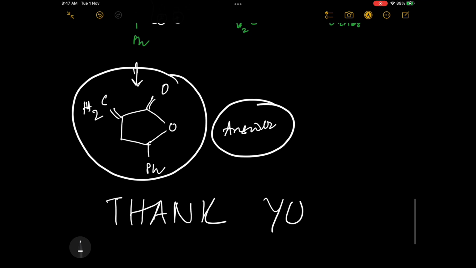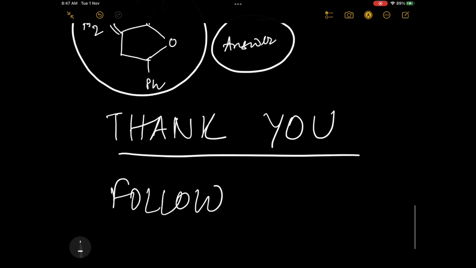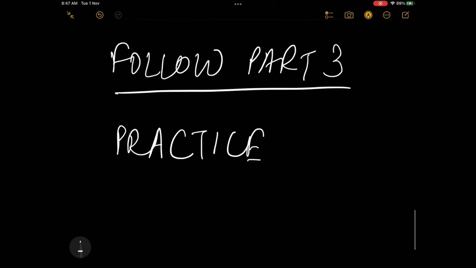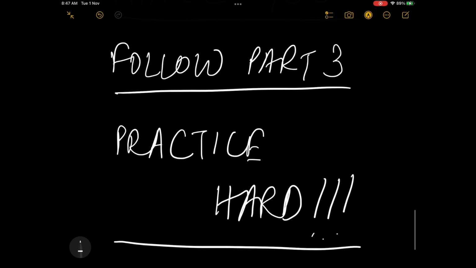In place of the phenyl ring, you can also draw the benzene ring as has been given in the options. So follow part 3 for the rest of the questions, and practice hard, write organic chemistry reactions.